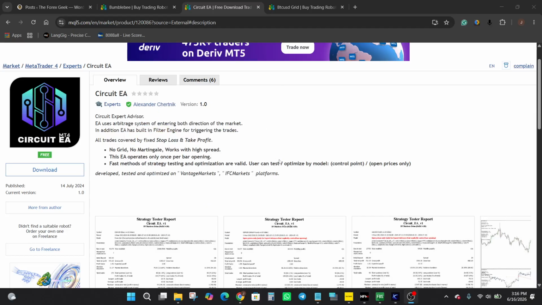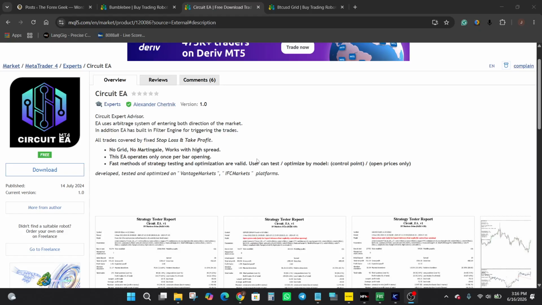Looking at the description, the developer explains that Circuit EA uses an arbitrage-style system for entering trades in both directions of the market. Now, the EA also includes a built-in filter engine designed to help determine when trades should be triggered. From what is shown on the page, another key point is that all trades are managed using fixed stop loss and take profit levels. This means each position has predefined exit levels, which helps structure trade management around risk and reward boundaries.